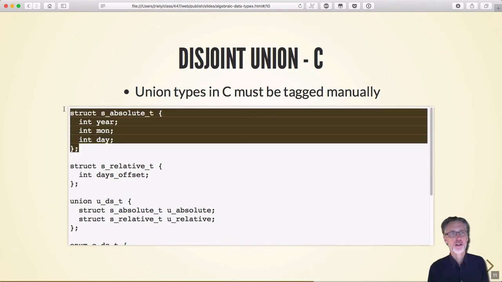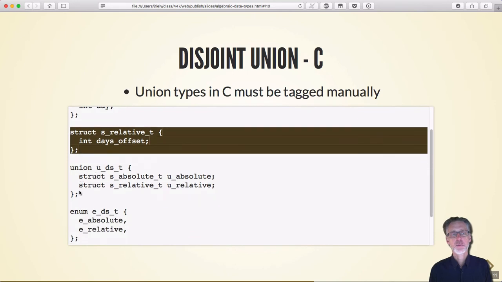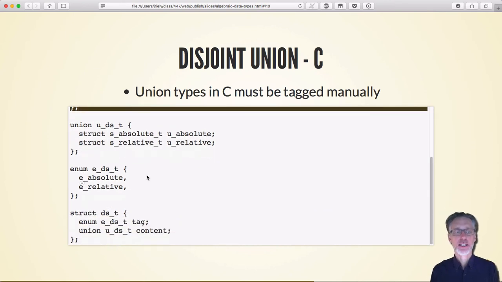So here's a structure for absolute dates. Here's a structure for relative dates. That's not so bad, right? So that corresponds to our absolute times and our relative times. And then we get a union, right? So we have a union of those two things. So there's the absolute and relative time. So not looking too bad yet. One of the terrible things, though, about C union types is they don't include tags. So you actually have to manually tag them. So this is very sad.